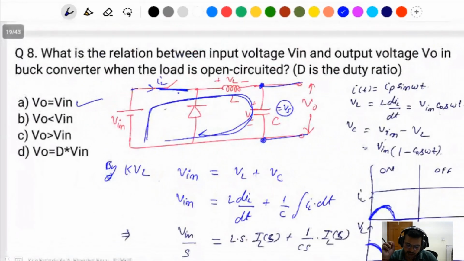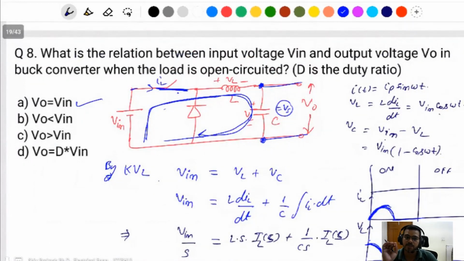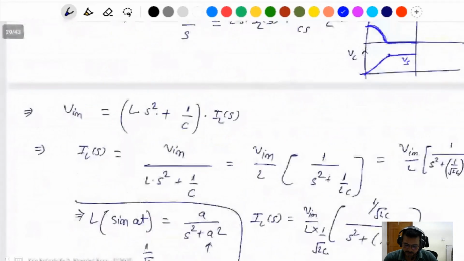But when a DC supply is connected to the LC circuit, the current will be sinusoidal in nature, the inductor current will be cosine in nature, and the capacitor voltage is 1 minus cos omega t, in nature.